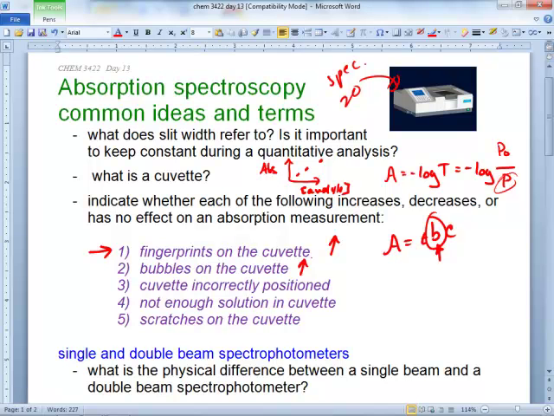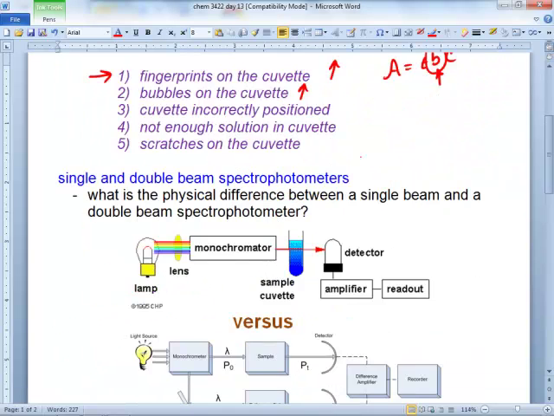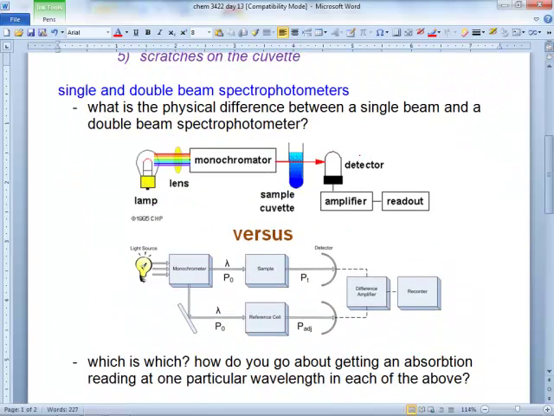How about scratches on the cuvette? Emily. Yeah, it scatters light, as long as the same cuvette wasn't used for the background. Right. Okay. Single and double beam spectrophotometers. What? Scratches have to be on the not frosty side? Yeah, they have to be on the not frosty side too. That's very, very true. All right?